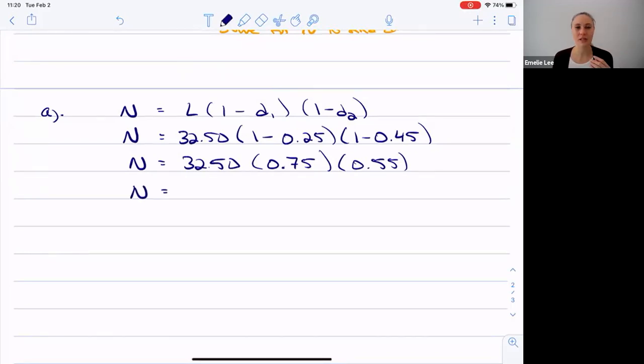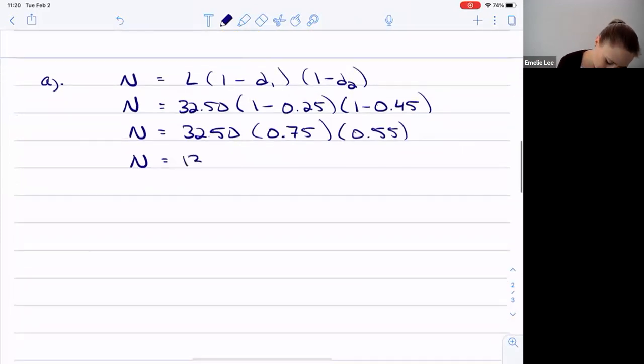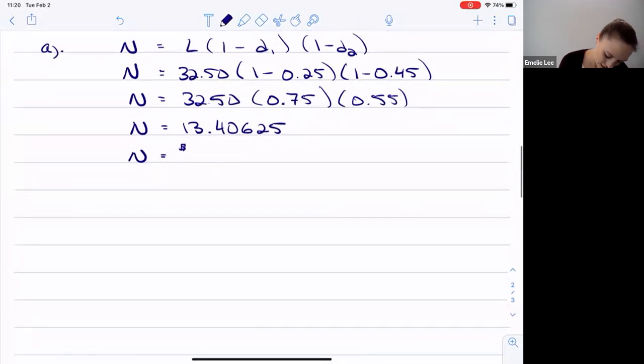And remember what we're going to do. We're going to write out the entire number first. And then because it's a price, I'm going to round it to 2 decimal places. Right? So the net price is 13.40625, which in monies is $13.41. Rounding properly. Okay.